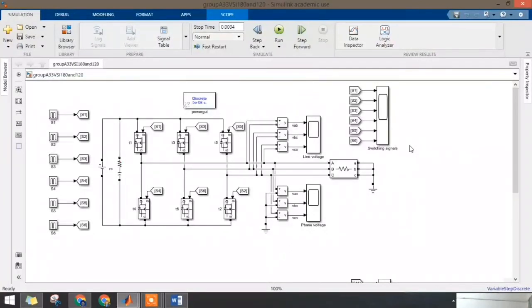Despite this, the 180 degree method of conduction is favored and employed in three-phase inverters because the switches are used more than in the 120 degree form. That's all from me. Thank you. I will pass the next presentation to my team member.